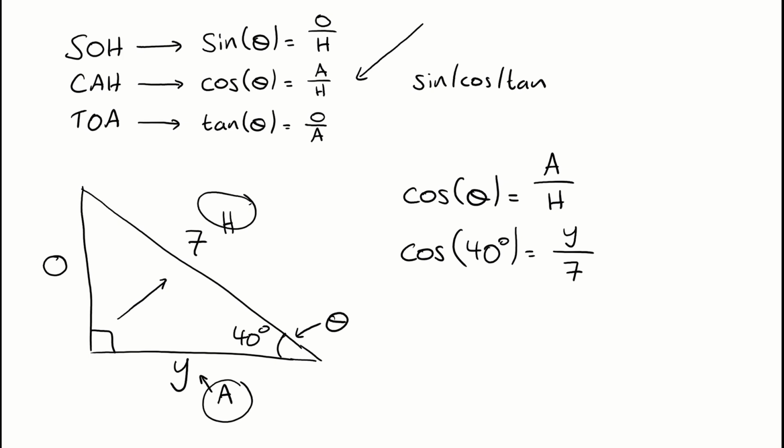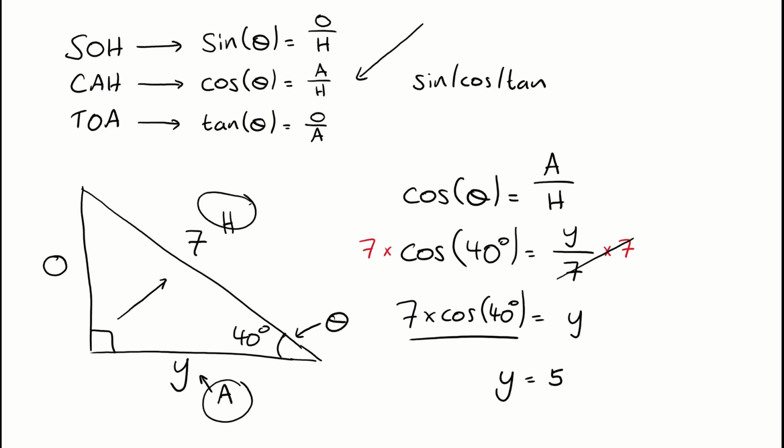What's with my y at the moment that I don't like? I have a divide by 7, so we can multiply both sides by 7 to get rid of that. We see that that divide 7 and times 7 cancel out, and we're just left with y over here, so y is equal to 7 lots of the cosine of 40 degrees. And if you put that into a calculator, 7 times the cosine of 40, you should see that y is equal to approximately 5.4.